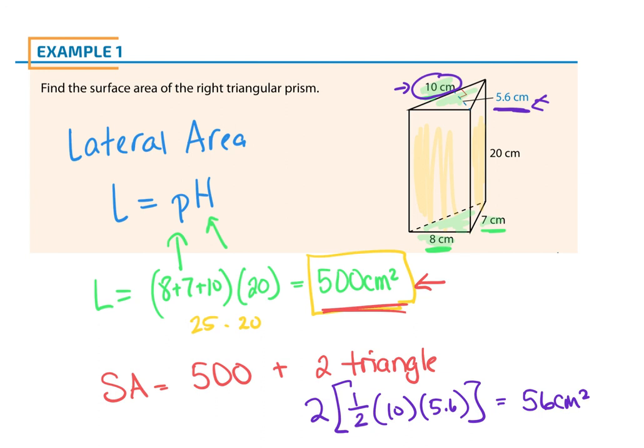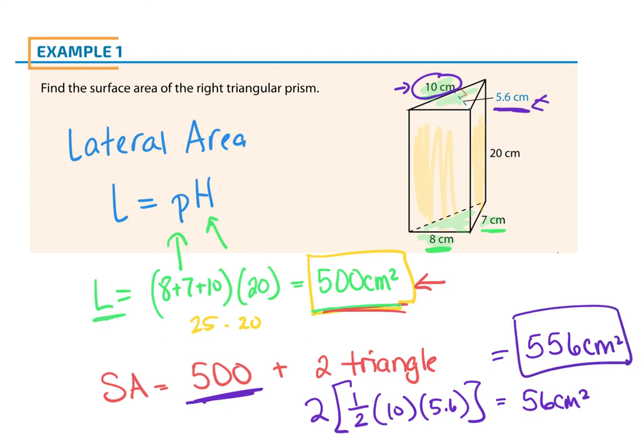So I have my lateral area and I have the area of my bases. My surface area, I have to add that 500 to it. So 500 plus the 56 is going to give me 556 centimeters squared. So that's my lateral area, just my faces. My surface area, you have to add in your bases. Take your area that you already found of your lateral faces, add in your two bases.